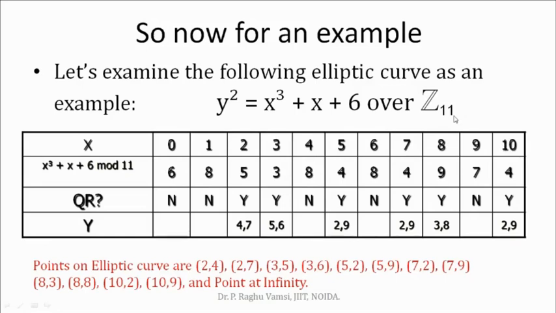Why are we going to place up to 10? Because it is the modulo 11 operation. So you will get a maximum of remainders from 0 to 10.